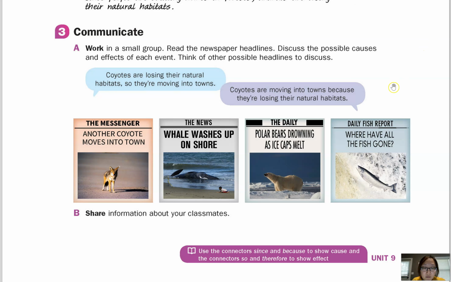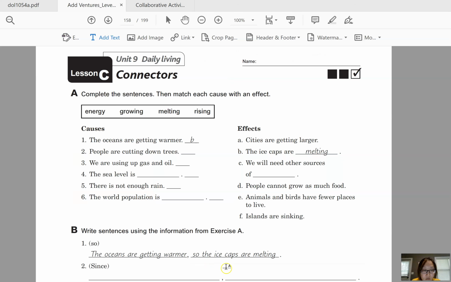Okay, we're going to look at a worksheet now. Okay, so lesson C, connectors. Let's look at exercise A. Complete the sentences, then match each cause with an effect. Okay, so you can see 4 words: energy, growing, melting, and rising.